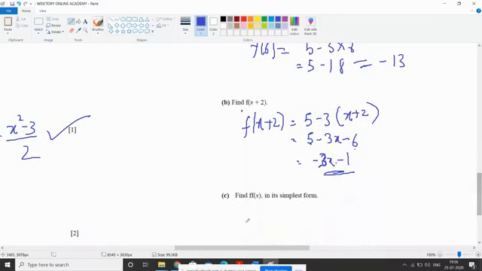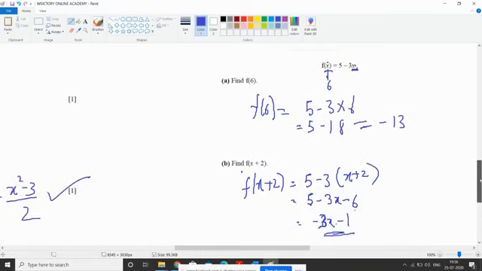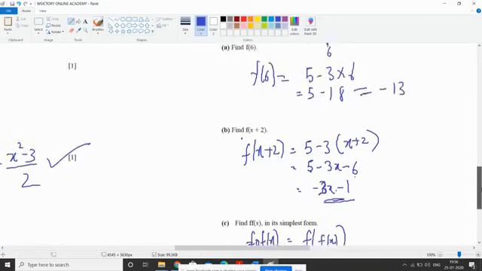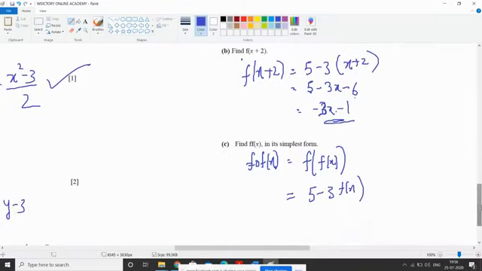Next is f(f(x)), which means we are substituting f(x) inside f(x). So f(x) inside f(x), that's what it means. So first we will replace x with f(x). The expression was 5 minus 3x, so we'll write 5 minus 3f(x).